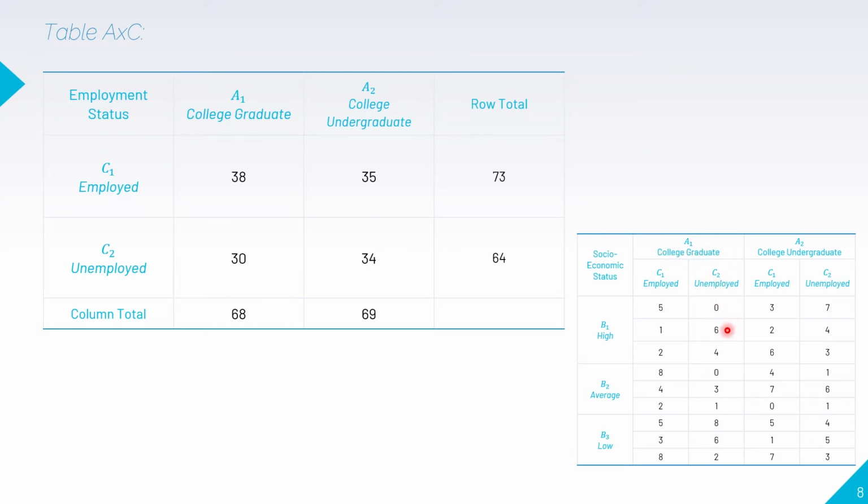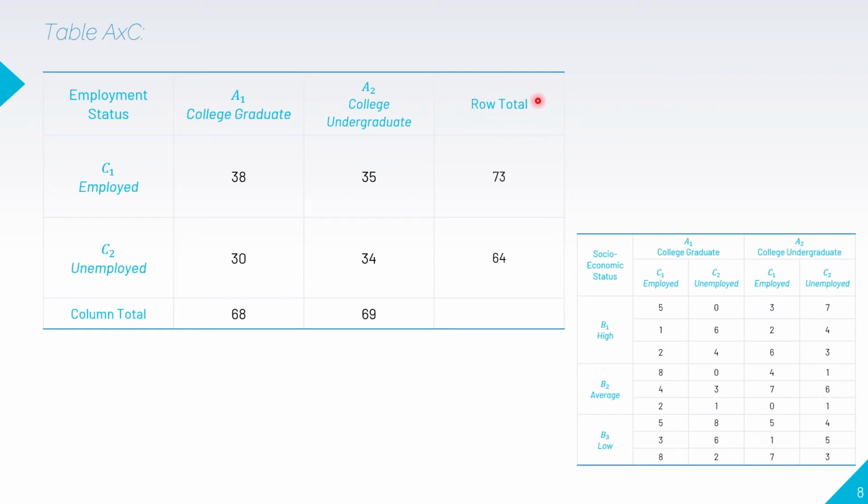So we have 0 plus 6 plus 4 plus 0 plus 3 plus 1 plus 8 plus 6 plus 2, and we have 30. So same as under the college undergraduate, employed, this column, 3 plus 2 plus 6 plus 4 plus 7 plus 0 plus 5 plus 1 plus 7, and we have 35. This one, in unemployed, 7 plus 4 plus 3 plus 1 plus 6 plus 1 plus 4 plus 5 plus 3, and we have 34.